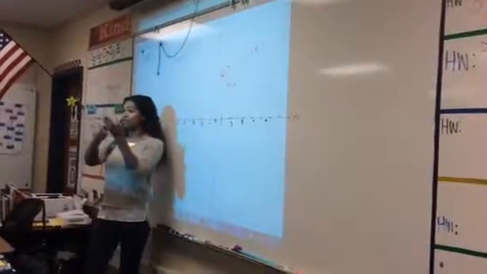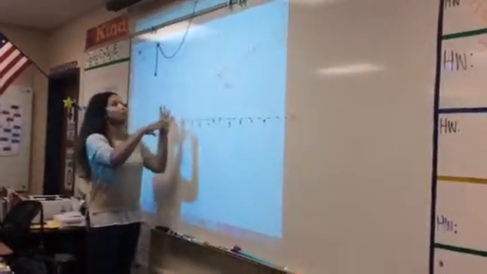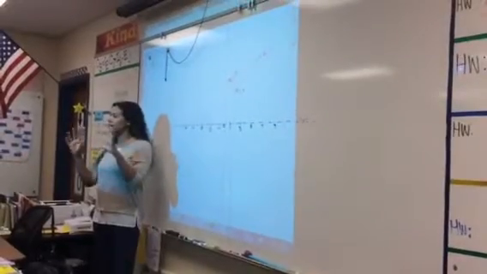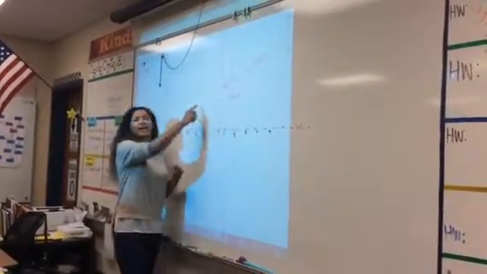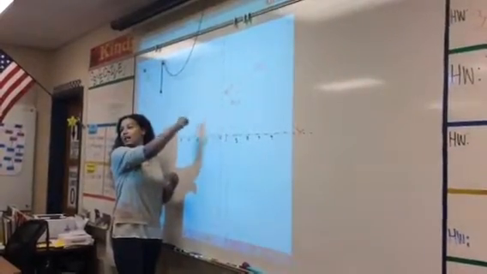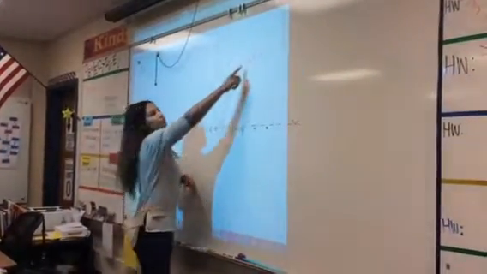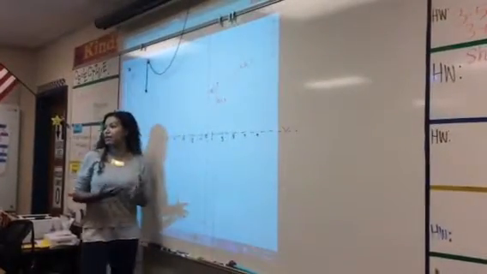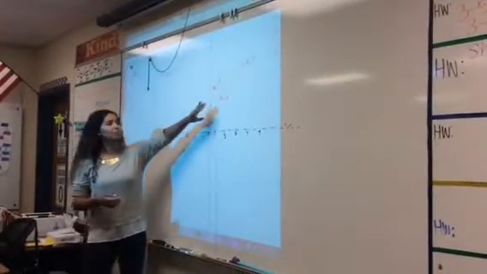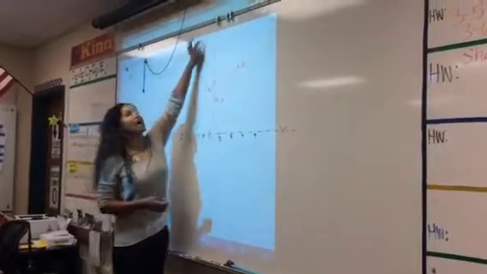Reflections, rotations, and translations. Today I'm going to review one of those with you. We already talked about translations, and you guys were really good about adding or subtracting for the x, for right or for the left, and then adding or subtracting to the y for an up or a down slide, or translation. But now I want you to see what happens with a reflection. So we're going to reflect over this y-axis.